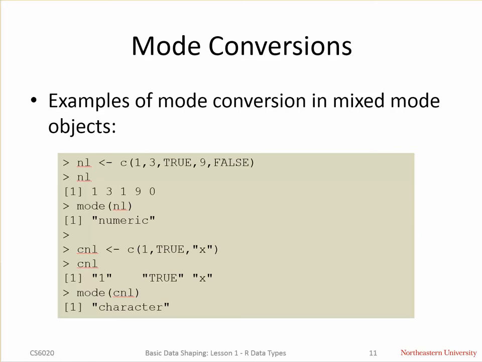Here we have concatenation of 1, 3, TRUE, 9, FALSE. Well, of course, this is a combination of numeric and logical. TRUE gets converted to 1, FALSE gets converted to 0. So you see the resulting vector has 1, 3, 1, 9, 0 because TRUE is 1 and FALSE is 0. Here's another example. We combine numeric, logical, and character. Everything gets converted to character mode, so the mode of the resulting object becomes character.